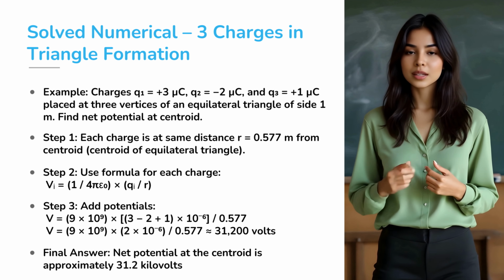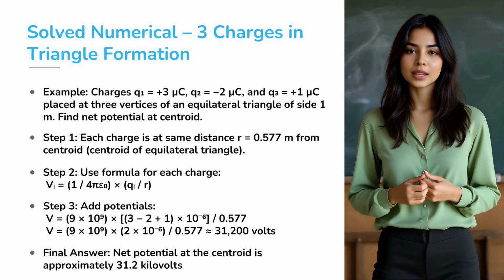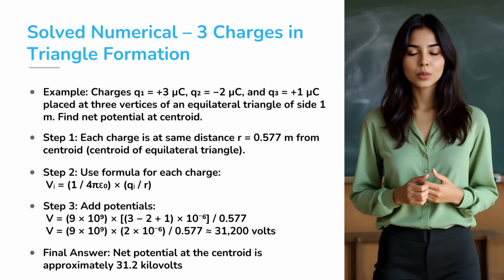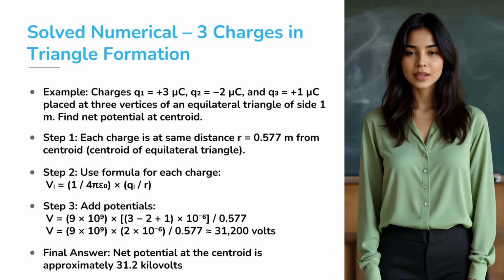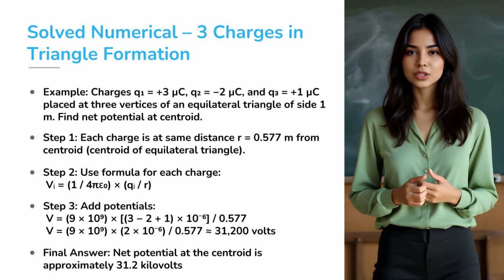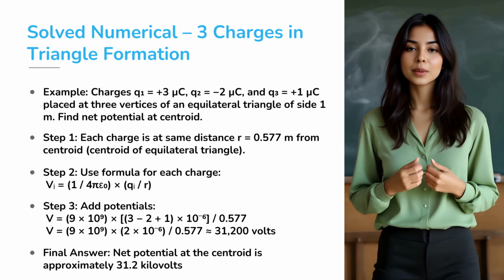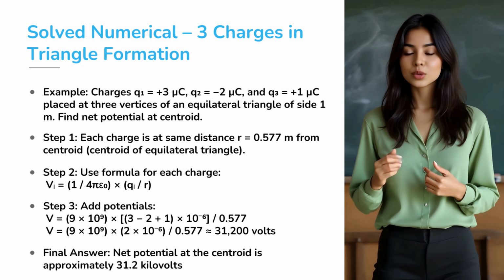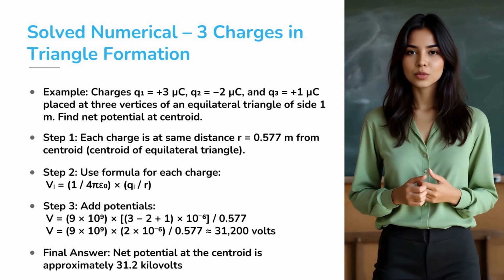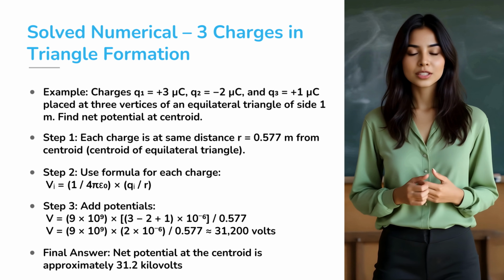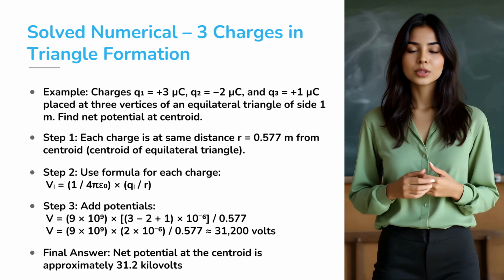Now plug in the values. V equals 9 into 10 to the power 9 multiplied by open bracket 3 minus 2 plus 1 close bracket times 10 to the power minus 6 divided by 0.577. That simplifies to V equals 9 into 10 to the power 9 multiplied by 2 into 10 to the power minus 6 divided by 0.577. The answer comes out to be approximately 31,200 volts or 31.2 kilovolts. So, the total potential at the centroid due to this triangular system of charges is 31.2 kilovolts.